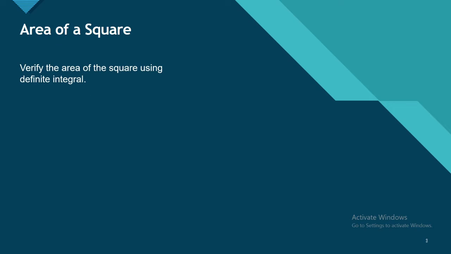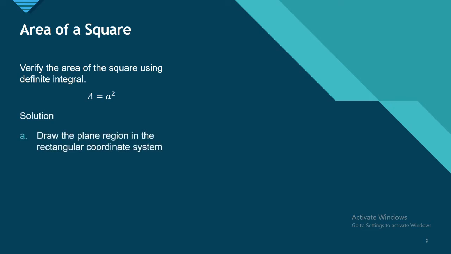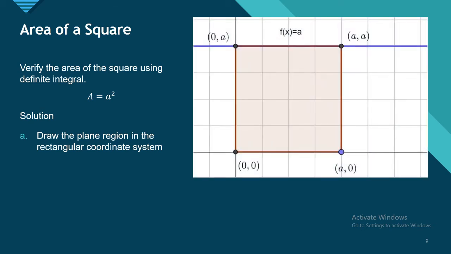Verify the area of a square using definite integral. If our square has side whose length is a, we know the area to be a squared. We will draw this square in our rectangular coordinate system. Let us place our square in standard position. We will place it in such a way that some of our vertices will lie along the coordinate axis. Because when we do it that way, some of the coordinates of your vertices will contain 0.